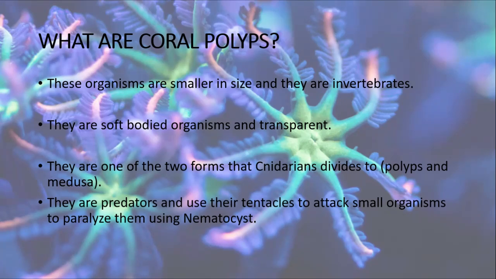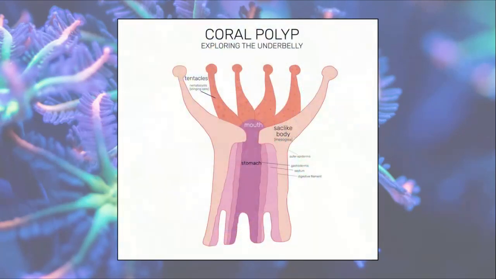Here you can see a picture with named important parts of a coral polyp. Here are the tentacles, here's their stomach, and here's the mouth.